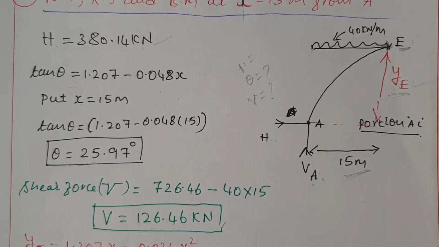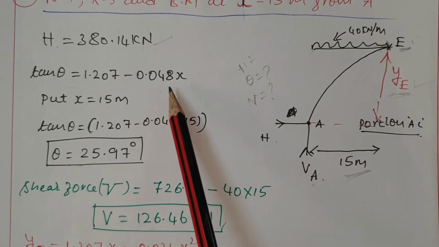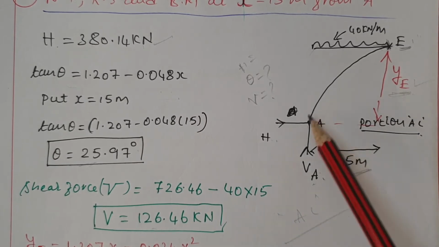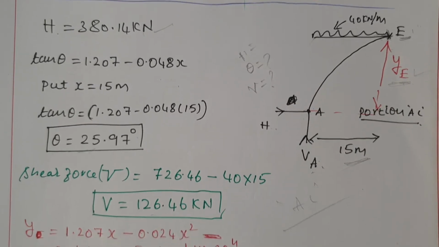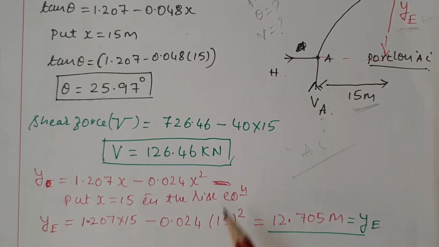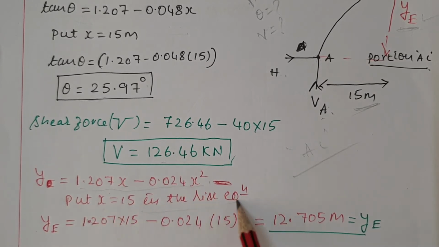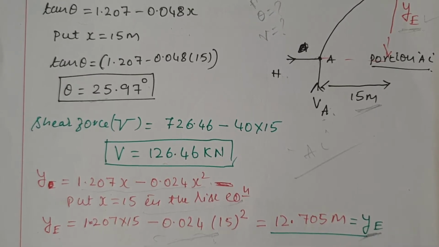Before that, in order to calculate the YE value, why am I considering the rise equation as well as the slope equation for portion A to C? Because this point is within the portion A to C. That's the reason. Now I am considering the equation of rise for the portion A to C as follows, and put x equal to 15 meter. Then you get the YE value, which will be 12.75 meters. I am considering that as YE.